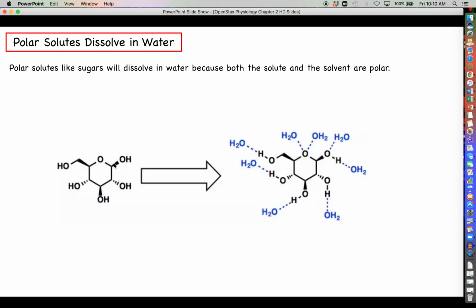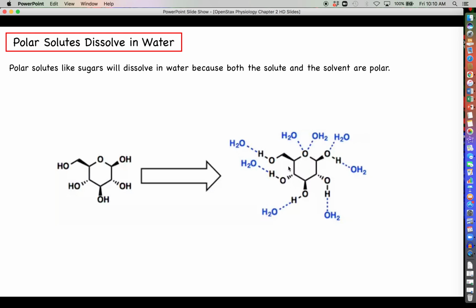So a lot of these bonds between oxygen and hydrogen, oxygen and hydrogen, oxygen and hydrogen, the same rule is going to apply here as what we saw with water earlier. The oxygen atoms are more electronegative than the hydrogen atoms, so you're going to have polar covalent bonds here, and that is going to form basically something that water can grab onto via hydrogen bonding.